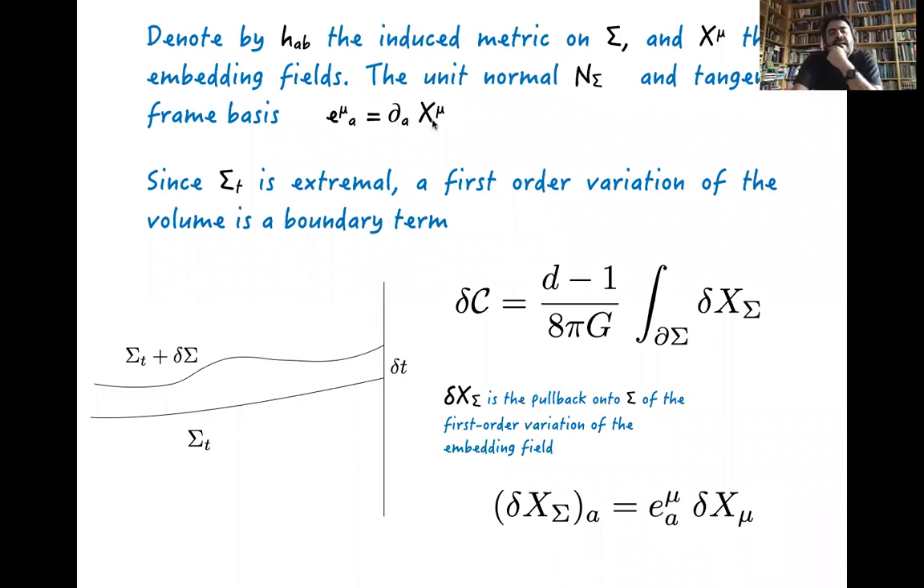Now, since sigma is extremal, is maximal volume, a first order variation of the volume itself is a boundary term, okay? Because the bulk term is just the equation of motion that tells you that it is extremal. So the first order variation will be just some integral on the boundary of sigma, which depends on the variation of the embedding fields on the boundary pulled back onto the sigma, multiplied by these vielbeins, okay?